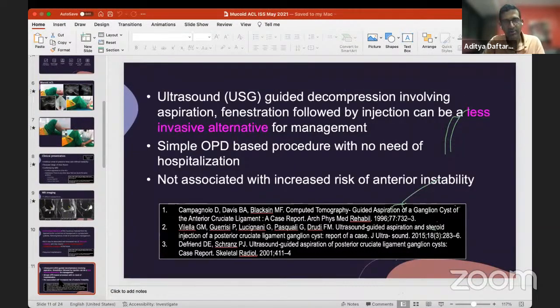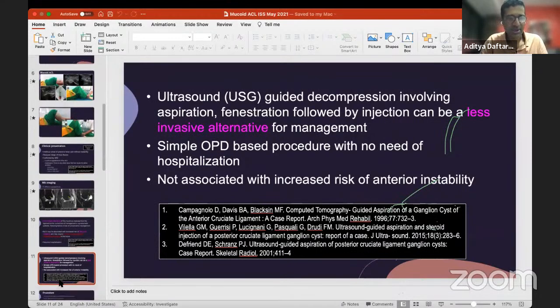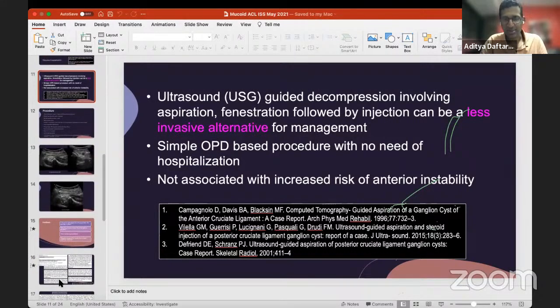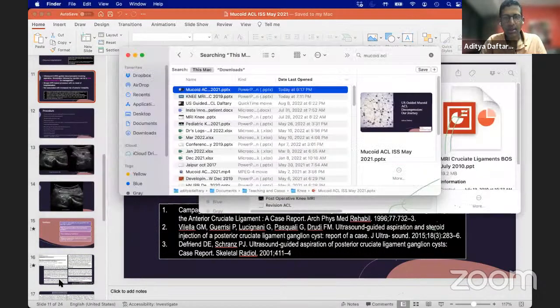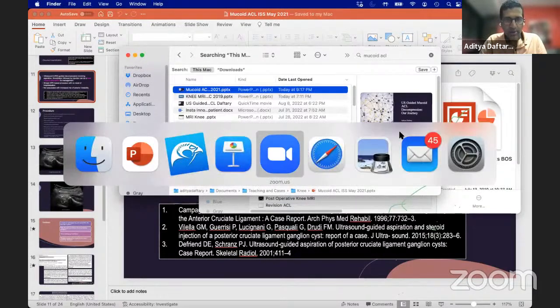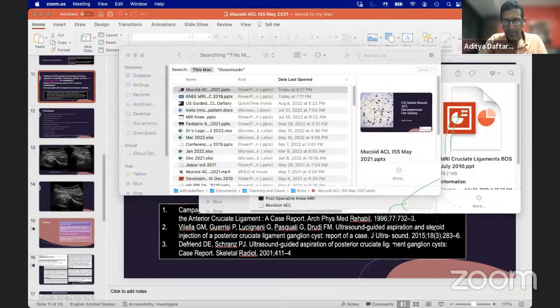And we've got a study out there. We published about 50 patients or more, and now we've got well over 100 patients for whom we've done mucoid ACL decompressions with this. So that is one thing that we do. Let me see, what else do we have here? Questions. Okay.